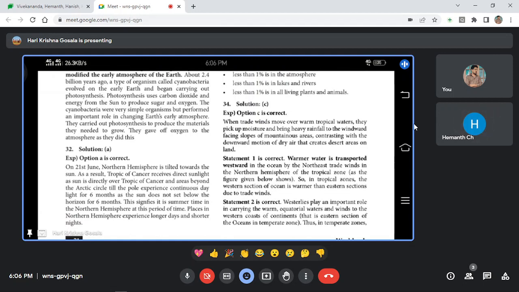On 21st June, the northern hemisphere is tilted towards the sun. As a result, the Tropic of Cancer receives direct sunlight. The sun is directly over the Tropic of Cancer, and areas beyond the Arctic Circle till the pole experience continuous daylight for 6 months as the sun does not set below the horizon for 6 months. This signifies it is summer time in the northern hemisphere. At this period of time, places in the northern hemisphere experience longer days and shorter nights.